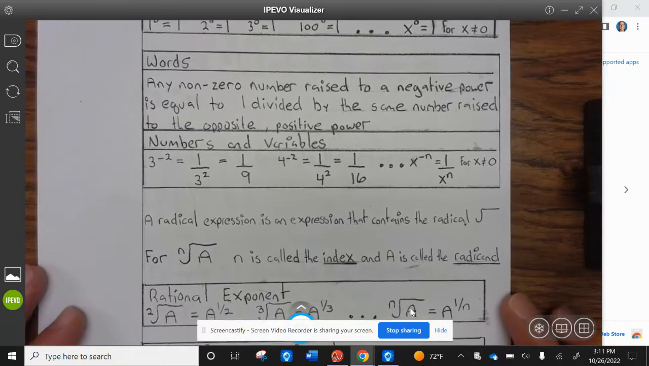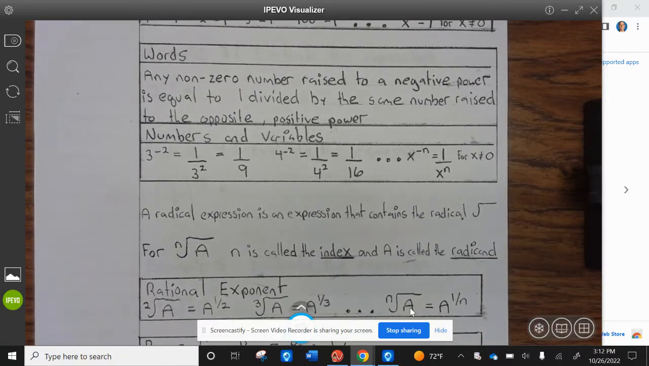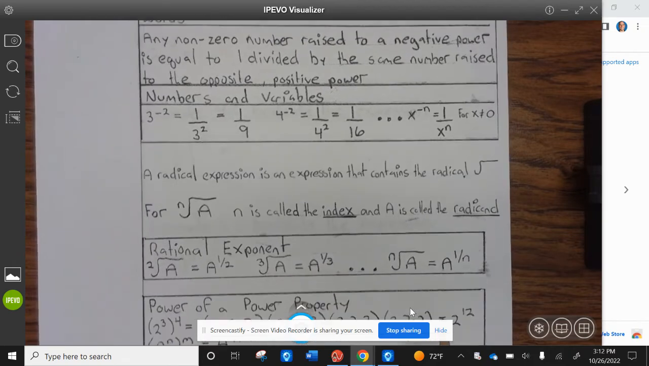All right, in words, any non-zero number raised to a negative power is equal to 1 divided by the same number raised to the opposite power. Numbers and variables, 3 to the negative 2 is equal to 1 divided by 3 to the second power, which equals 1 ninth. 4 to the negative 2 is equal to 1 divided by 4 squared, which is equal to 1 divided by 16. x to the negative n is equal to 1 divided by x to the n power for x not equal to 0.